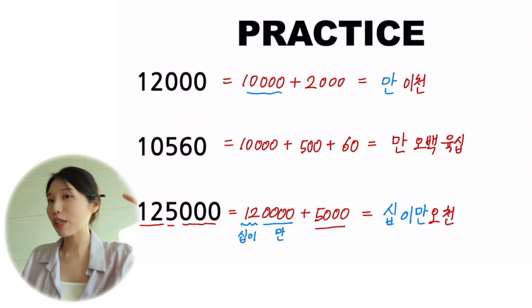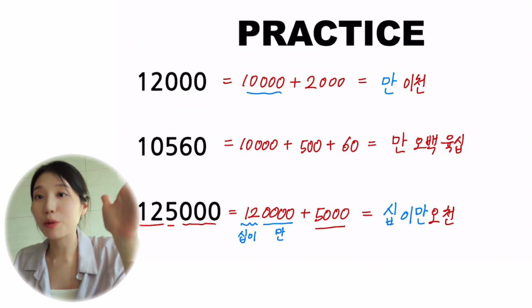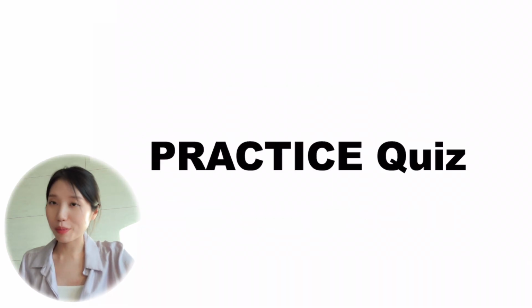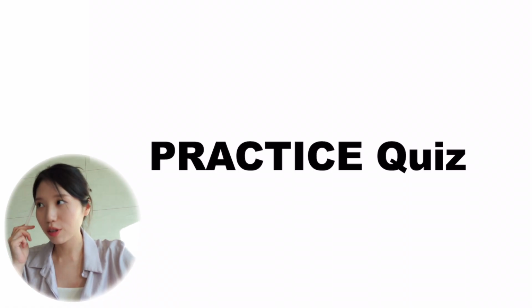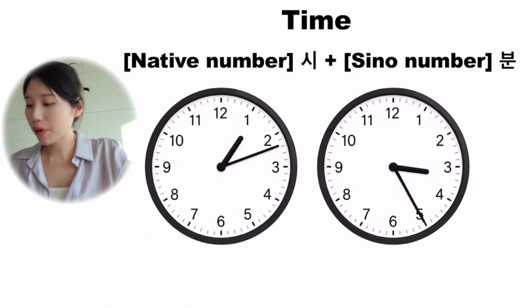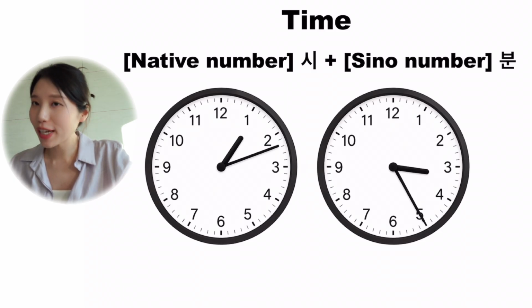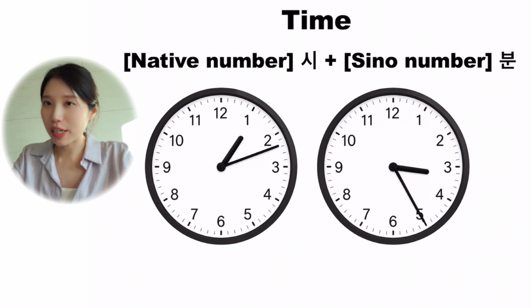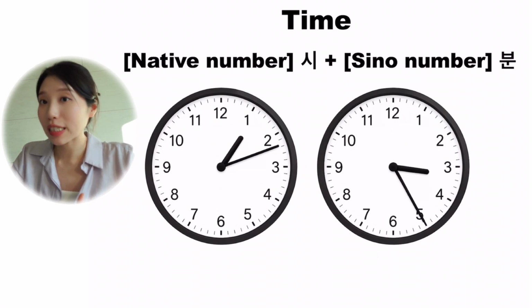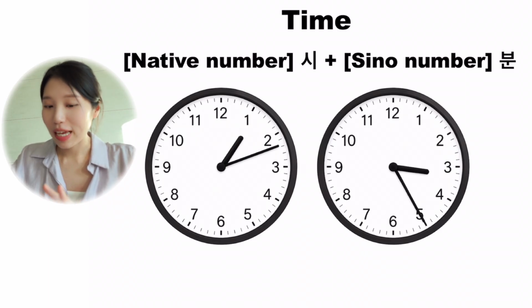Okay, so now we can freely read even 5 or 6 digit numbers. And now let's apply it in real situations. From now, you have to think about which number system I should use. Before I make a real quiz in a real situation, I want to check one more time about time. Last time I also mentioned this when we divided when to use native Korean numbers and when to use Sino-Korean numbers. And time especially includes both.